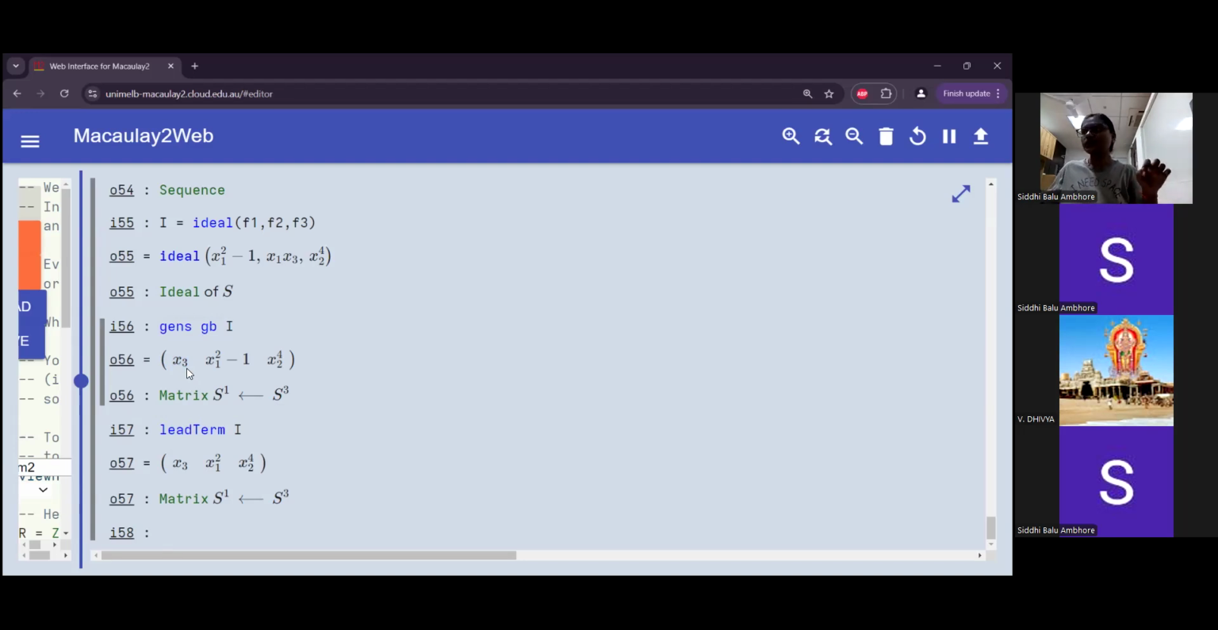what we got is x1 square minus 1 is there, x2 power 4 is there, and x1, x3, which is anyway a multiple of x3. So in the reduced Grosvenor basis, we remove all the redundant polynomials, that is the polynomials which are multiples of other polynomials. Okay, and so that's what we got here.